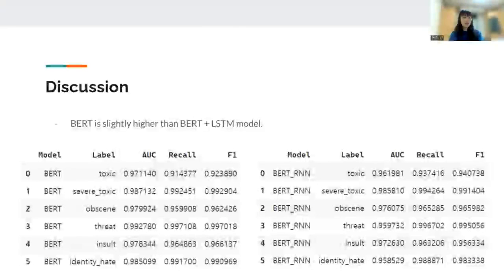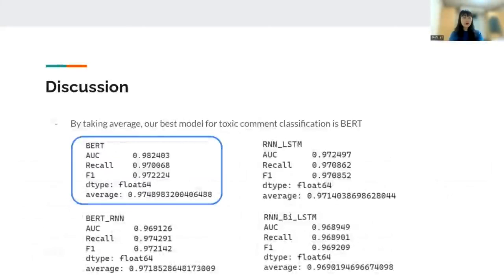And we compare BERT model and BERT plus LSTM model. Recall score was very similar, but overall, BERT model is slightly better than the BERT plus LSTM model. And finally, by taking the average of each model, we choose the best model of our test. BERT shows the highest score, so we conclude that the BERT model is the most suitable for our task.